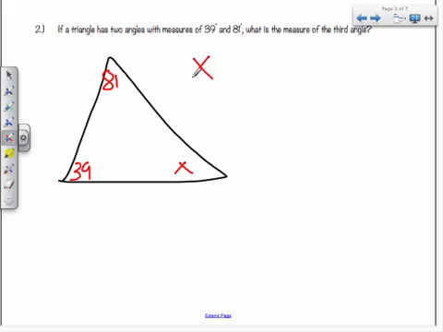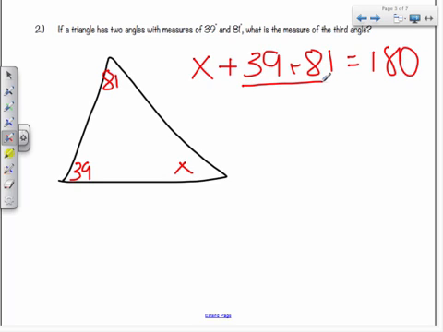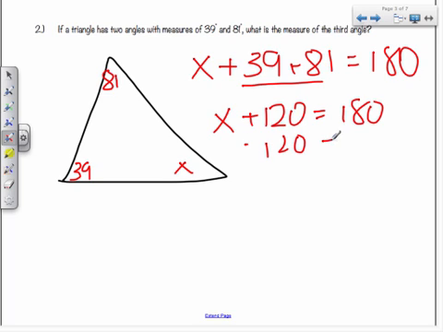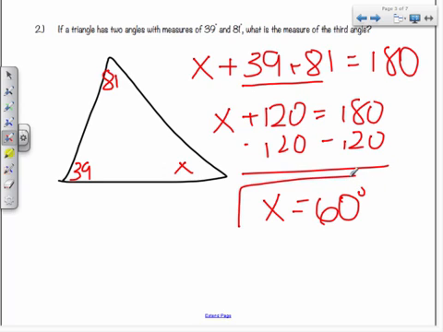So I'm going to say x plus 39 plus 81 equals 180, because again I know that they're always going to add up to 180. So that means that I can just solve this like a normal equation. So when I add 39 and 81 together, I end up getting 120. So x plus 120 equals 180. Subtract 120 from both sides, and I end up getting x equals 60 degrees. And that's how you do question number 2.